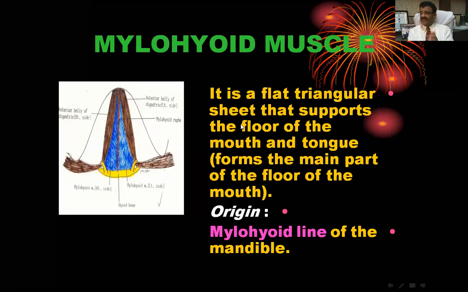Now we have to study side by side all the important muscles which we come across in the study of the anterior triangle of the neck. So mylohyoid comes first. Look at the muscle. It is a flat triangular muscle. You can see on one side, it's triangular. It's a triangular sheet-type muscle that supports the floor of the mouth and tongue. It forms the main part of the floor of the mouth.